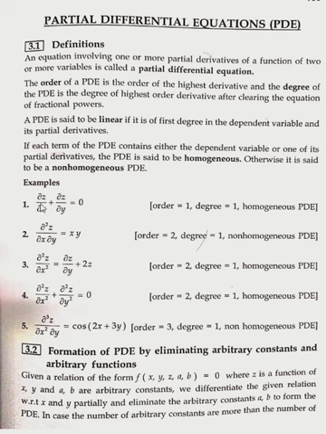Here in equation 1, this is a linear partial differential equation, because the degree of the dependent variable z is 1 and the degree of the partial derivative is also 1. Therefore, this is linear.